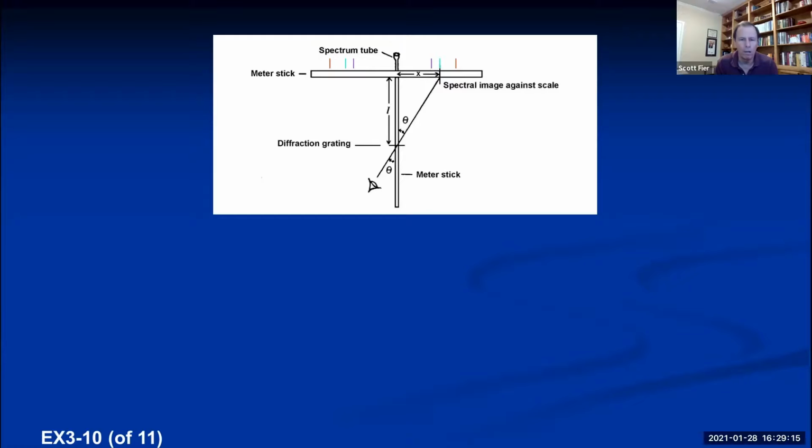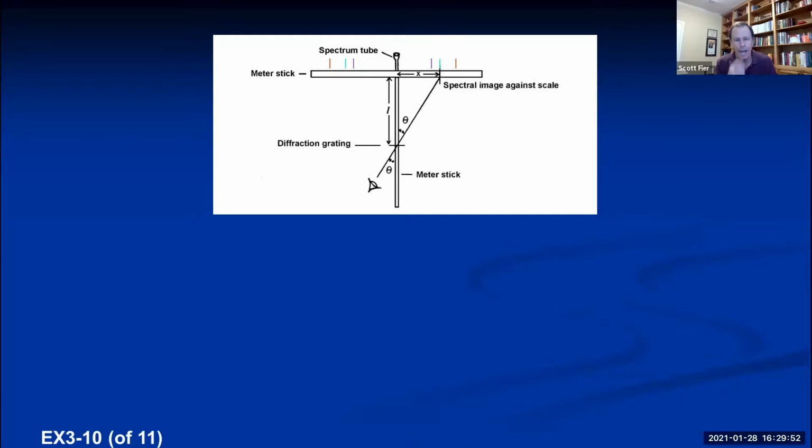So what do you need to measure here? You need to measure L, and you need to measure X. L is how far the diffraction grating is on that meter stick from the spectral tube, and Dr. White showed you where it was sitting, so you can record that in your data table. As long as you don't move the diffraction grating throughout the experiment, L will always be the same number, whether you're analyzing the red, green, or purple wavelength. The X value is what's going to be different for each color.